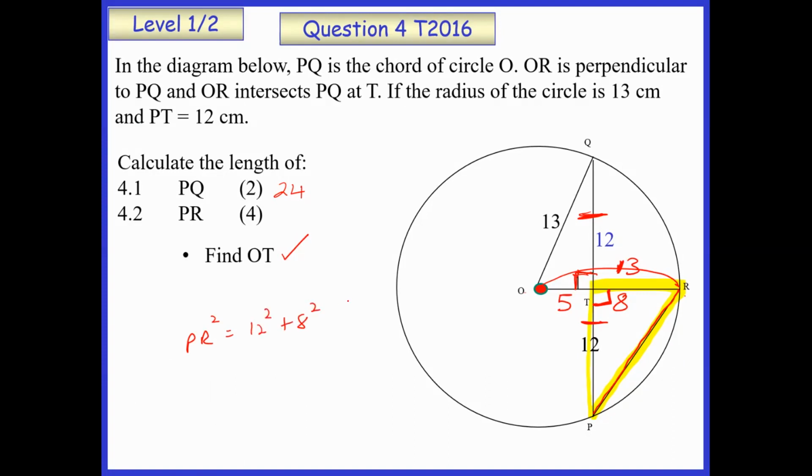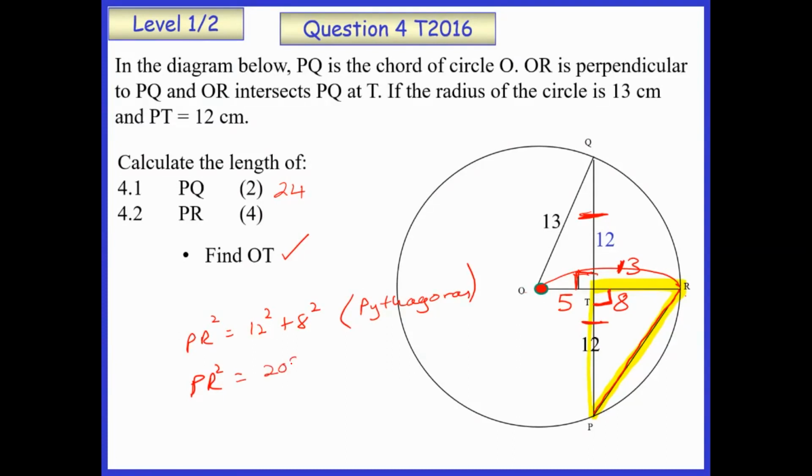(12 squared plus 8 squared). You must have a reason or you lose a mark. So you must have, in brackets, Pythagoras. You happy with that?